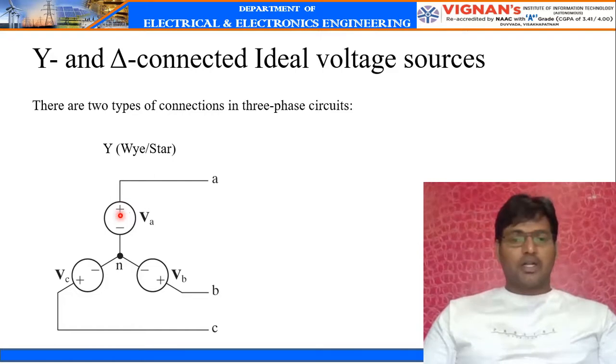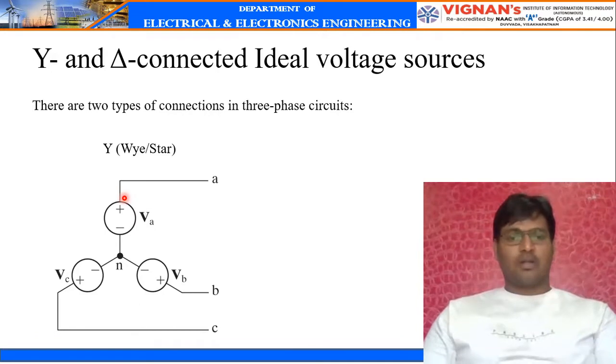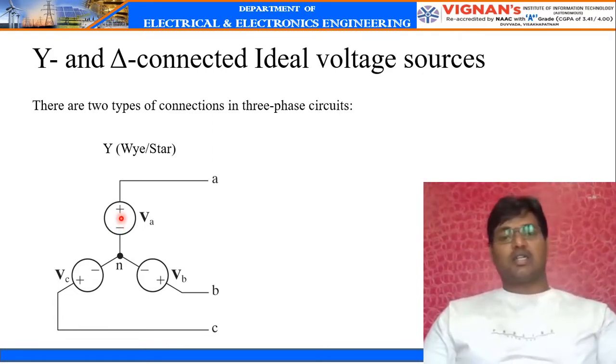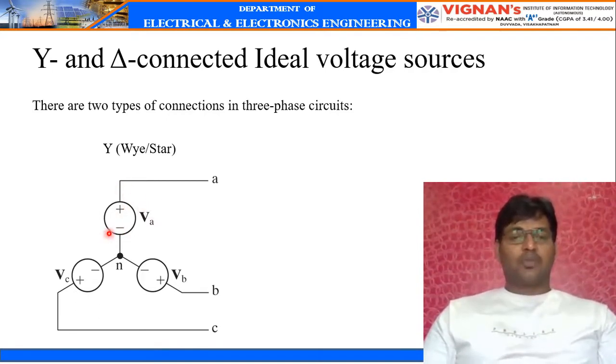Here there is a plus sign and a minus sign. This is just for us to understand the active sign convention, that is, to indicate the direction of current flowing. Merely, there is no significance of positive and negative sign in AC circuits because the AC voltage or AC current is continuously changing with time. Clear? So this is the voltage VA, having plus and minus. VB is also having plus and minus. VC is also having plus and minus.